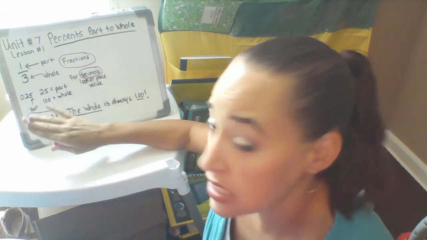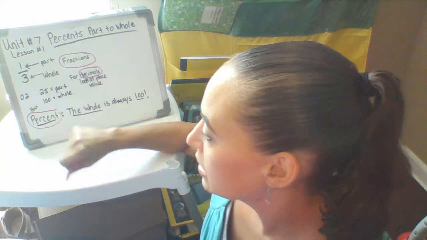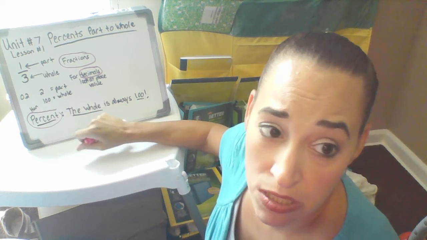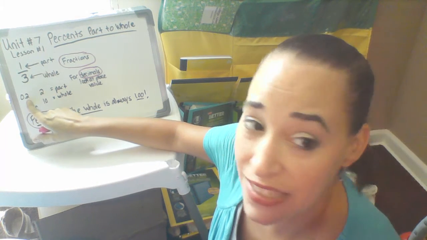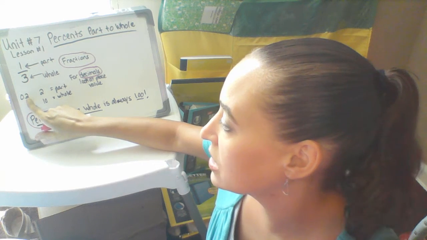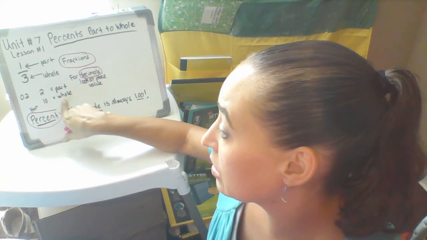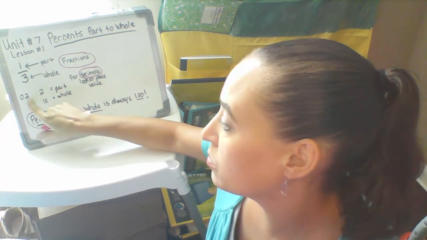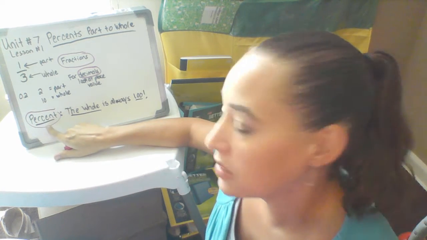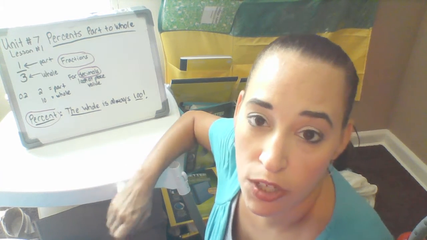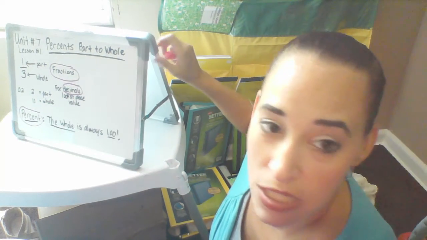But just pretend I didn't have the 5 there and it said 0.2, then my part would be 2 and my whole would be 10 because that's the tenth. Okay, so since it's in the tenth place, my whole would be 10 and my part would be 2. Okay, percent, super duper easy. The whole is always 100. Okay, so let's do some practice problems and then I will set you loose.